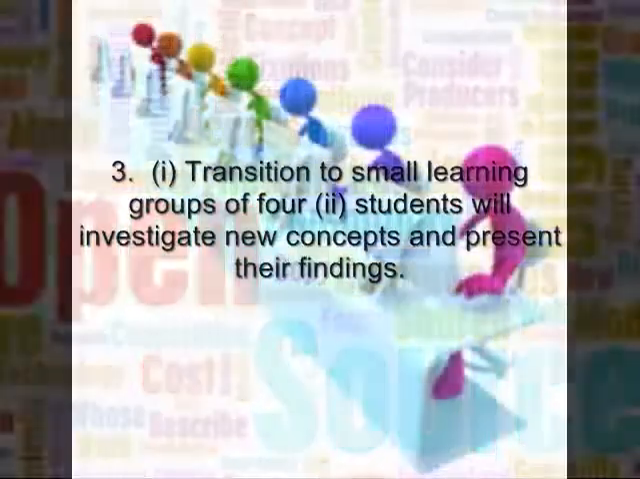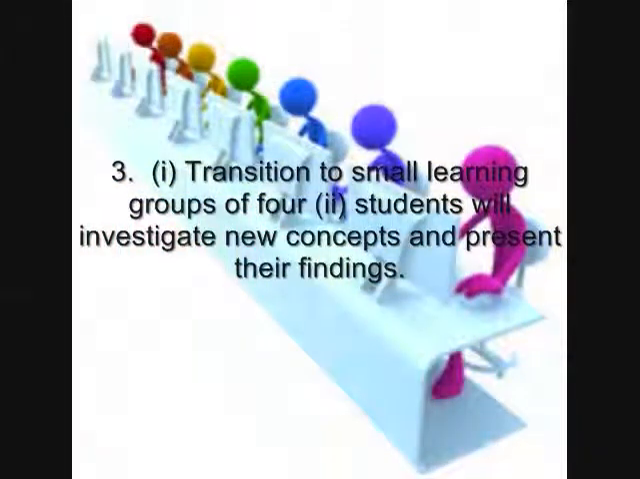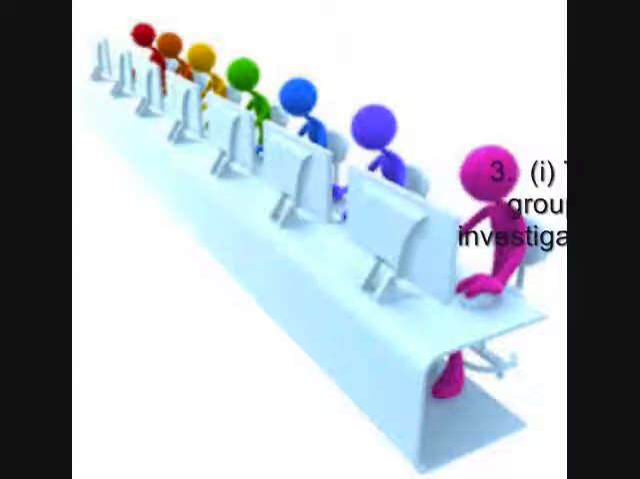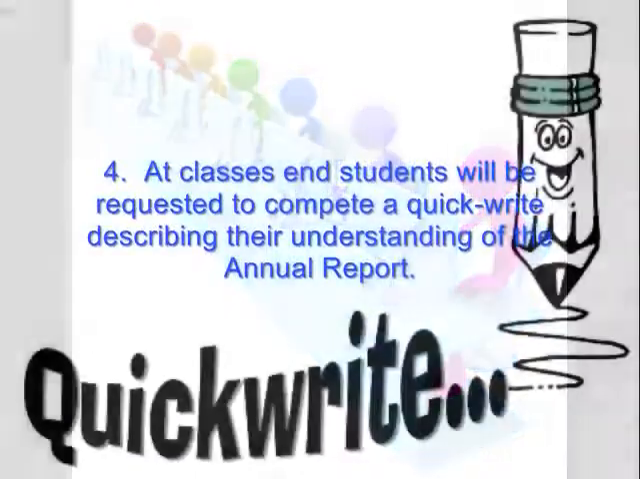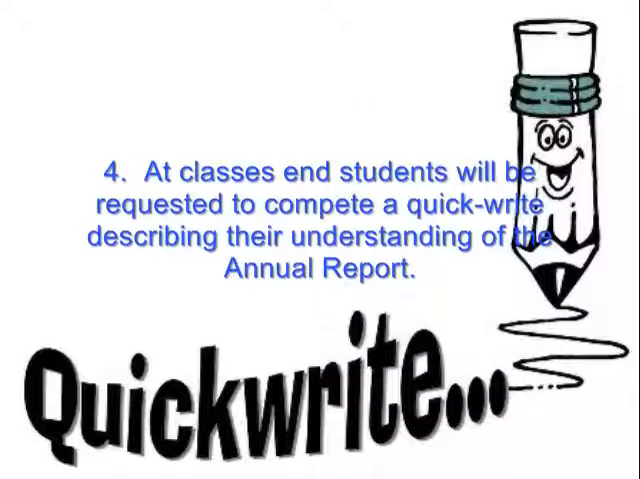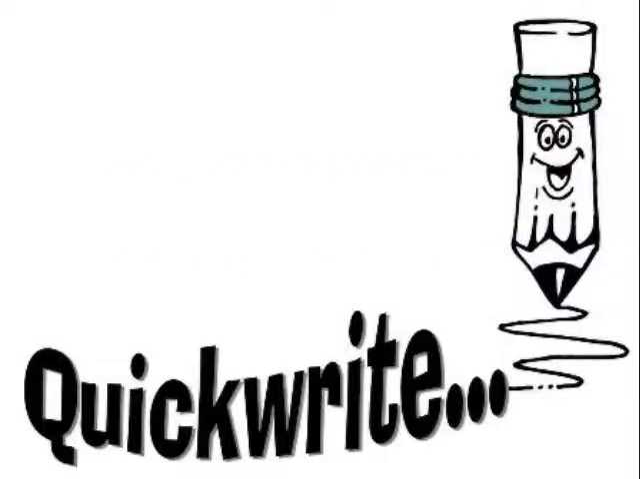Third, students will transition to an activity, forming small groups of 4, where students will investigate the new concepts and informally present their findings to the class. And fourth, prior to the class's end, students will be required to complete a quick write describing their understanding of the annual report.